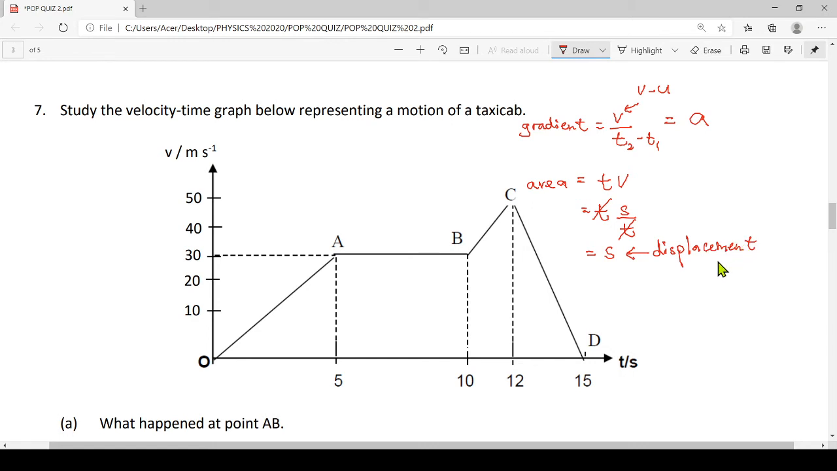If you are not familiar with the formula, you can always check the unit. Area: x is in second, multiplied by y in meter per second. Second can be cancelled out, so we are left with meter. And meter is the unit for displacement. Okay, so we go to the question.